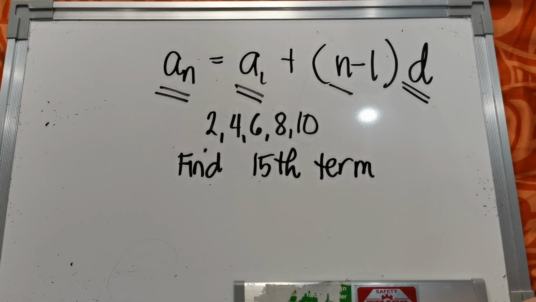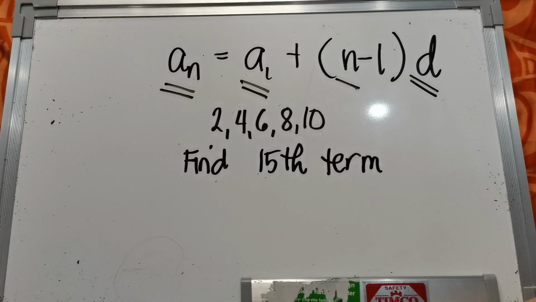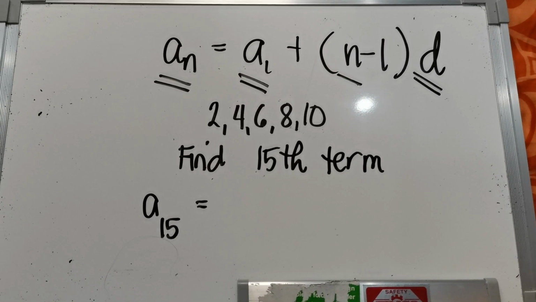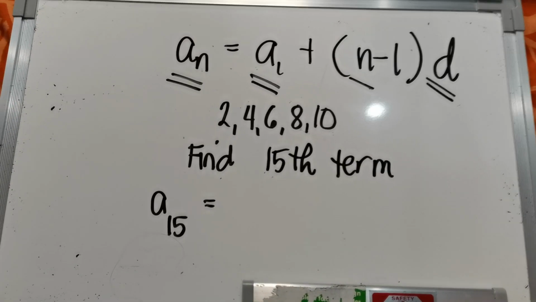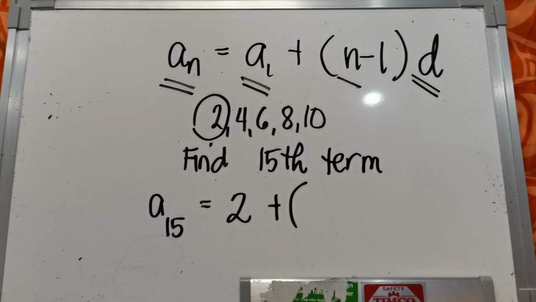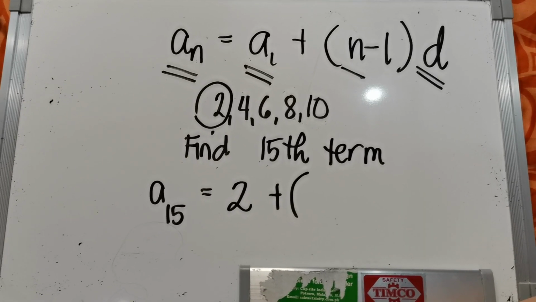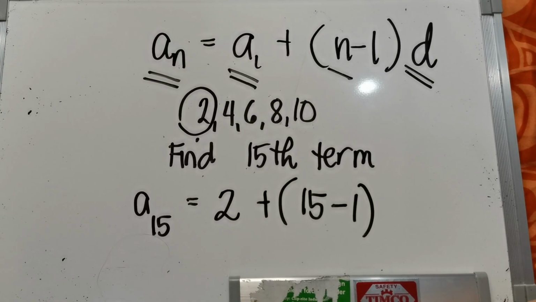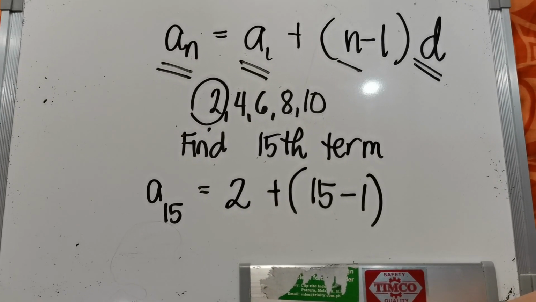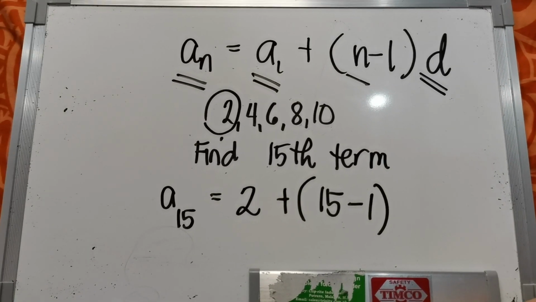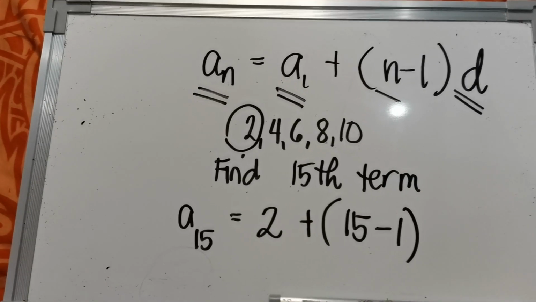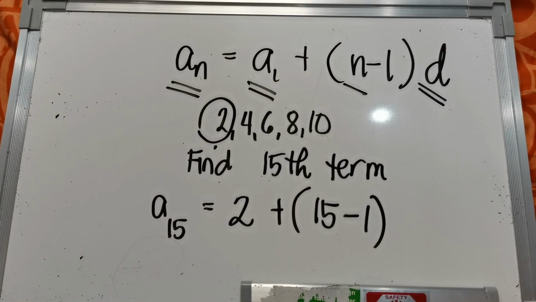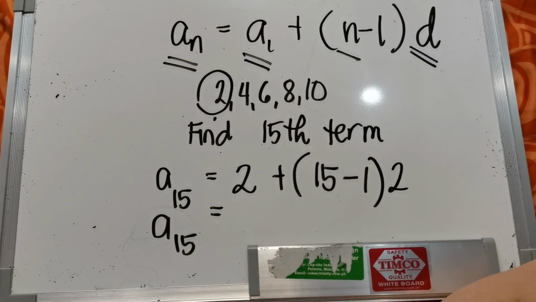So we're looking for the 15th term. So therefore, we have here a sub 15. And then, our first term is 2. And how many terms in the sequence na meron tayo na hinahanap? Yung pang 15. There you go, 15 minus 1. And the common difference, again, mag-subtract lang tayo ng magkasunod na term. So, ang ating common difference here is 2. And then, we can now solve for a sub 15.